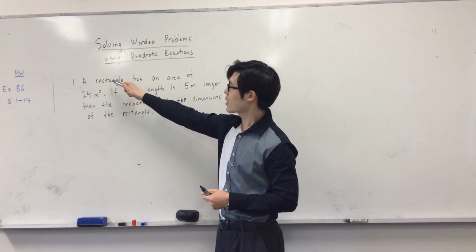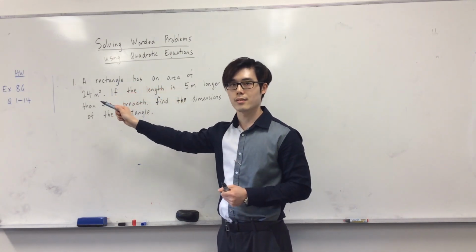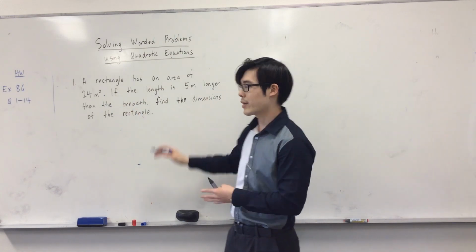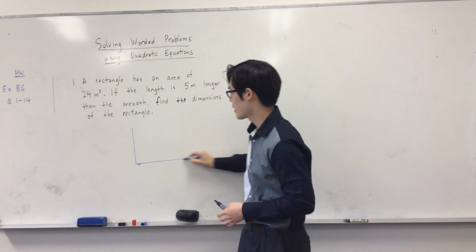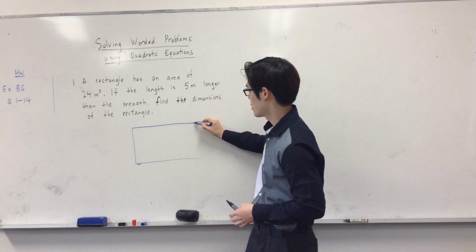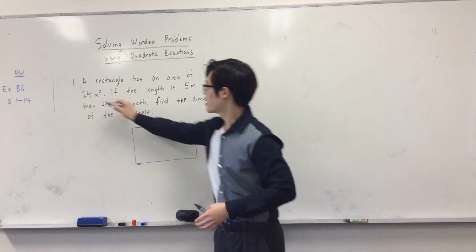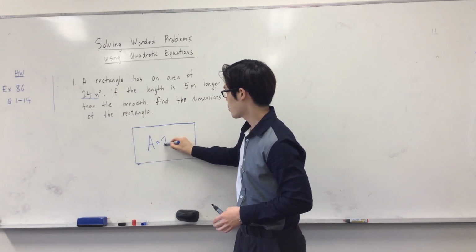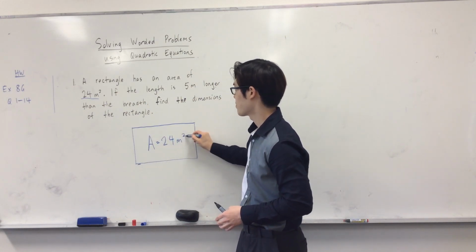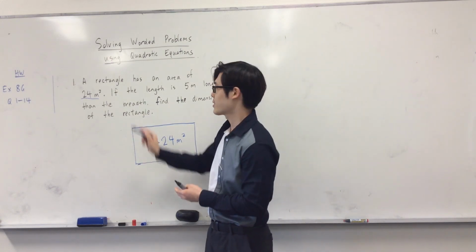So we have a rectangle that has an area of 24 square meters. What I'm going to do is start drawing and labeling the diagram as I read through the question. So I've got a rectangle, area of 24 square meters. So I'm going to write area equals 24 square meters in here. Okay, let's go to the next part of the sentence.